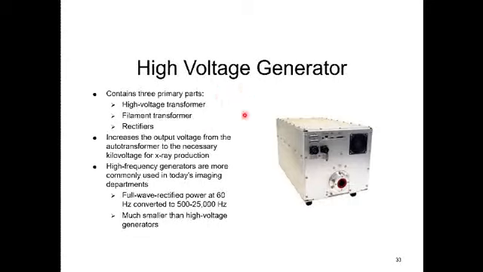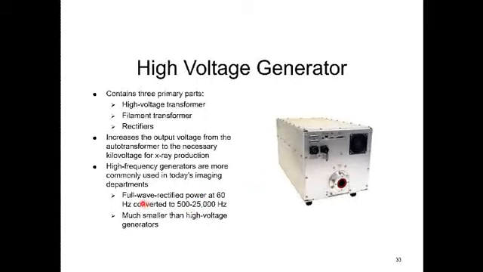What the high voltage generator does is it increases the output voltage from the auto transformer to the necessary kilovoltage for X-ray production. So it changes your volts to kilovolts. Your high frequency generators are more commonly used in today's imaging departments. Anything with DR or CR is high voltage or high frequency. You really won't see the other forms of generators anymore unless you went to other countries or maybe some rural areas or even some older doctors' offices.